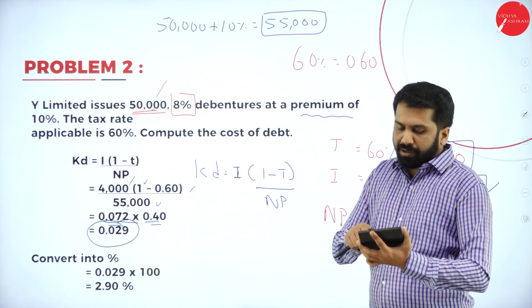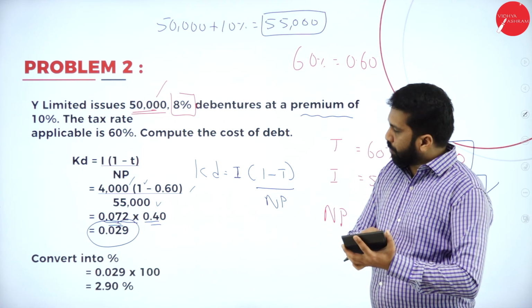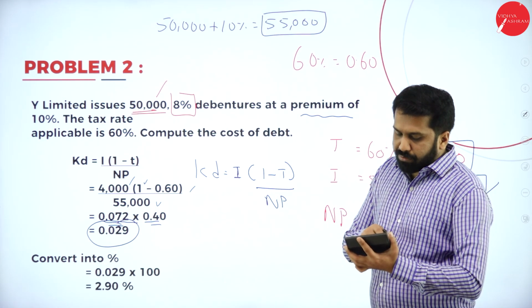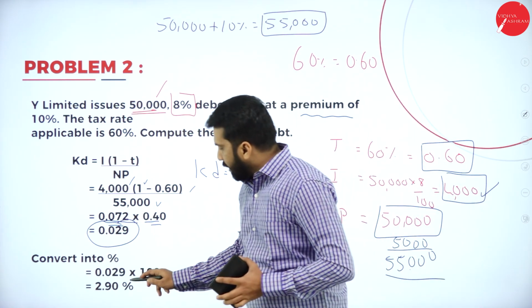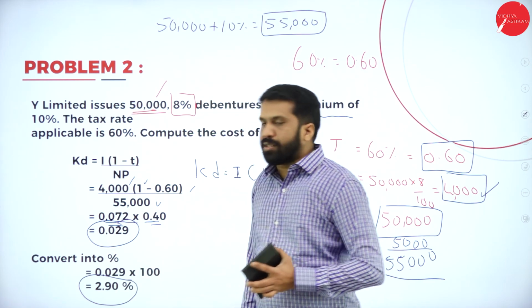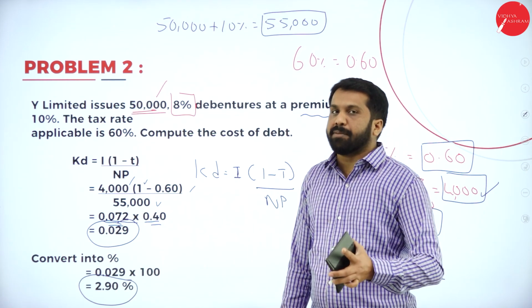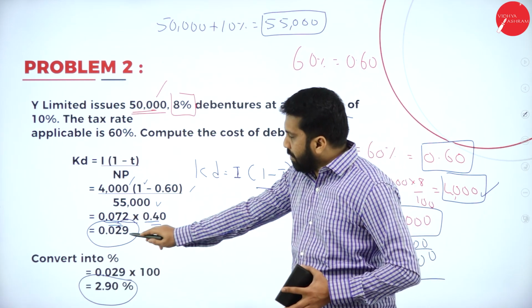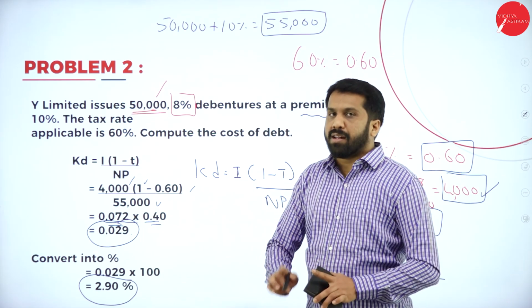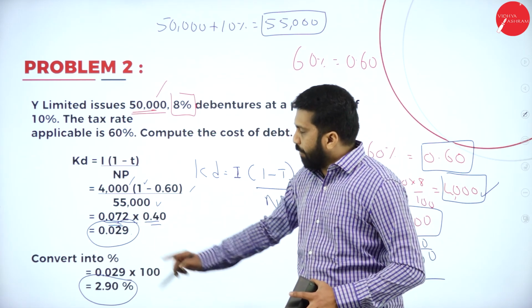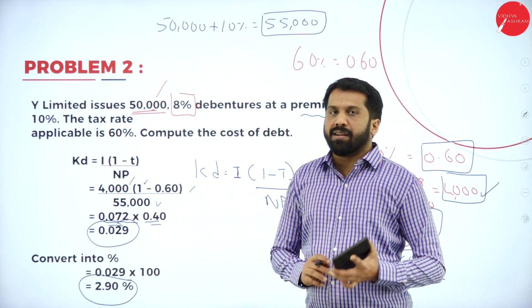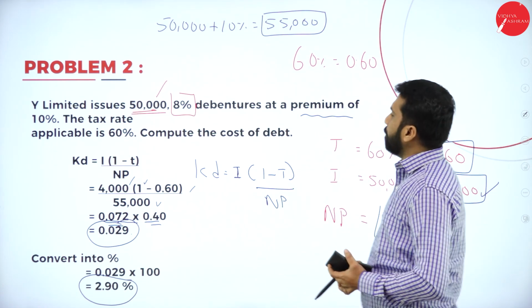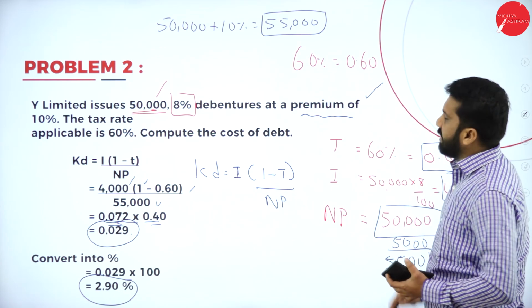0.029 multiplied with 100, you will get 2.9%. It is easy to remember: if the answer is in percentage, even if you keep it as a decimal you will get full marks, but it is better to always write the final answer as a percentage. How to convert? Multiply with 100, you will get the percentage answer. Now, your second problem is done.